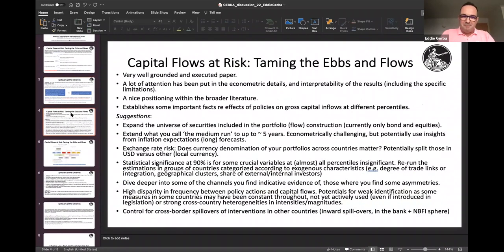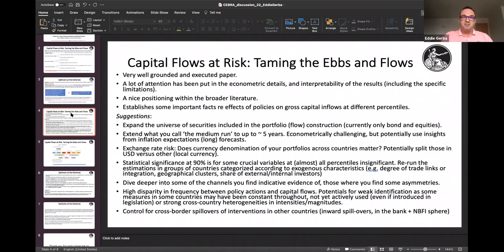So going back to the first paper, and just a few highlights. It's a very well grounded and executed paper. It's a mature paper. I can see that the authors have gone through a few iterations and it's in a solid state. A lot of attention has been put into econometric details and interpretability of the results, including the limitations, which I really like. You're upfront, great. Nice positioning, or nesting, within the broader literature, so you clearly explain what you do and how that contributes to the more general debate. And it establishes important facts, the effects of policies on gross capital inflows at different percentiles.